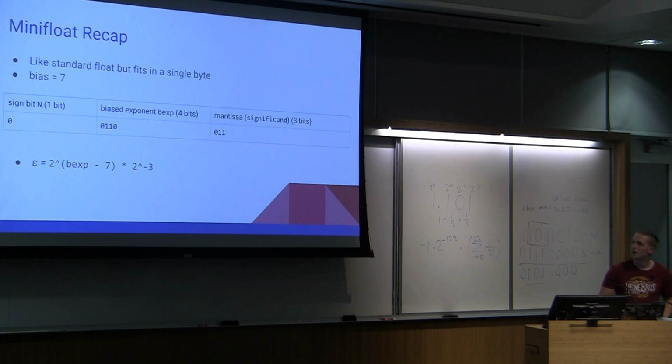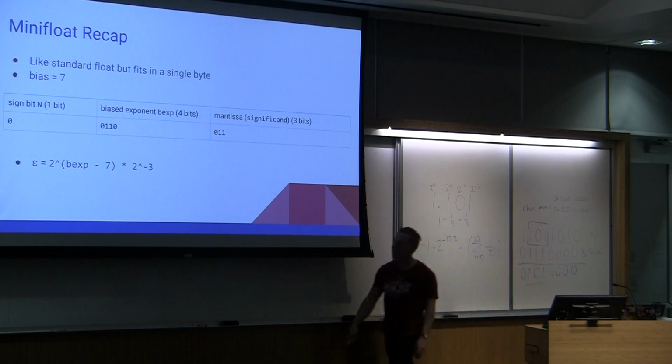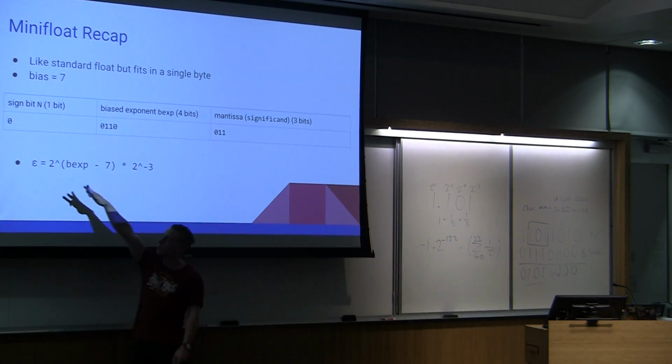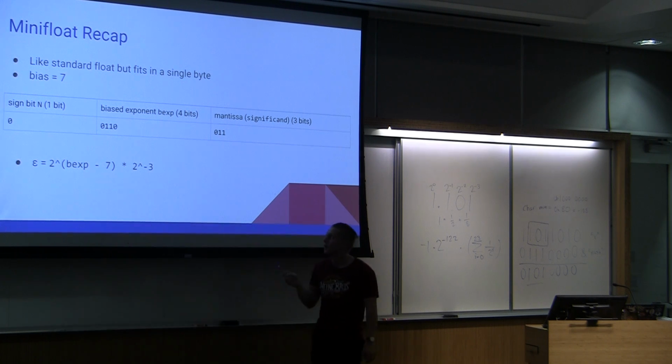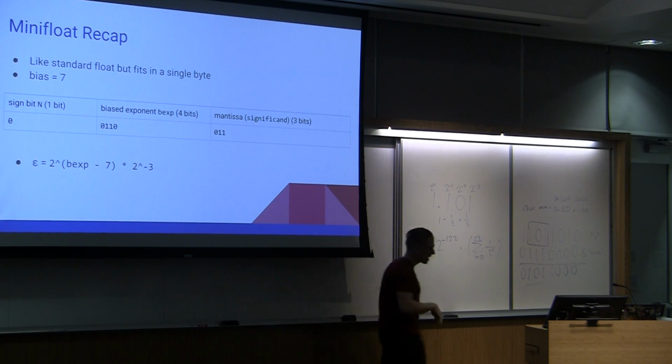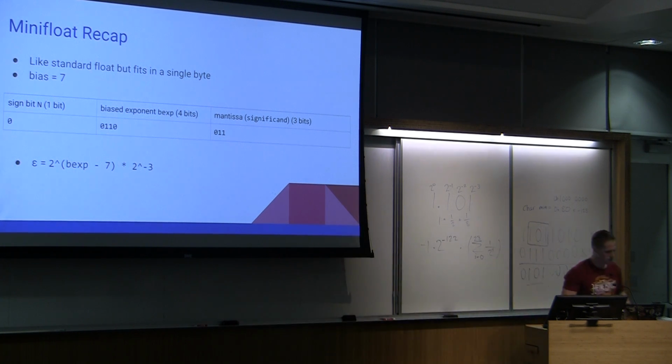The mini float also has a sign bit in the most significant column. It's the same as float. If the sign bit is turned on, then it's negative. Otherwise, it's positive. The biased exponent is 4 bits. So 7 is like halfway up the possible values for the exponent.